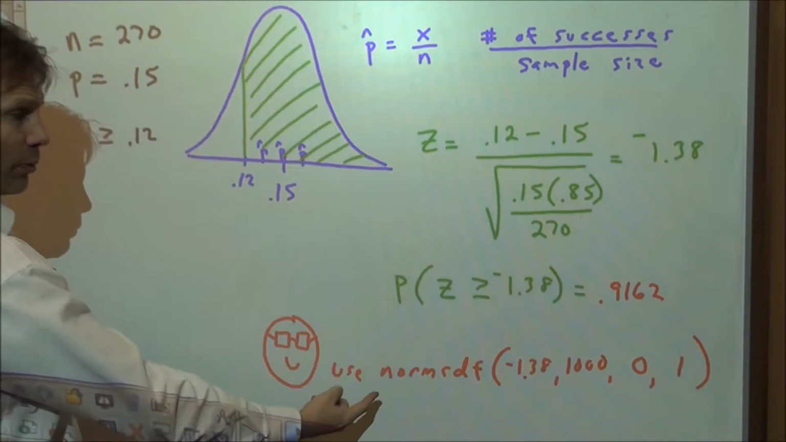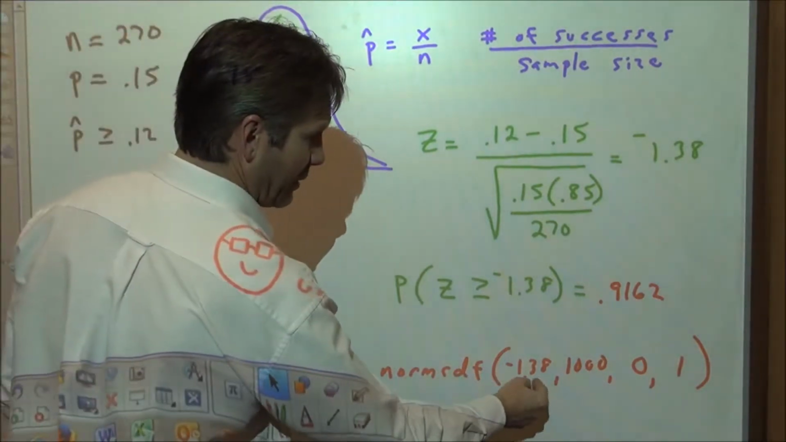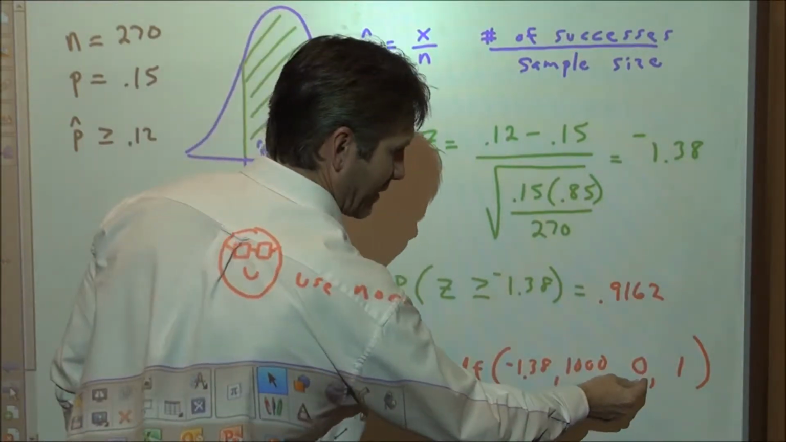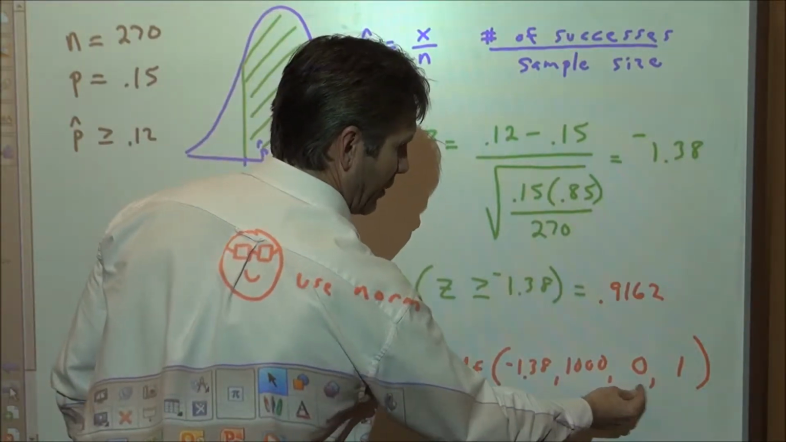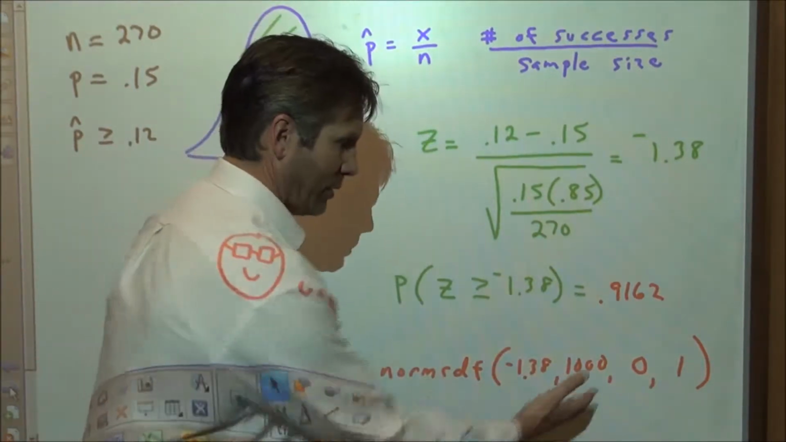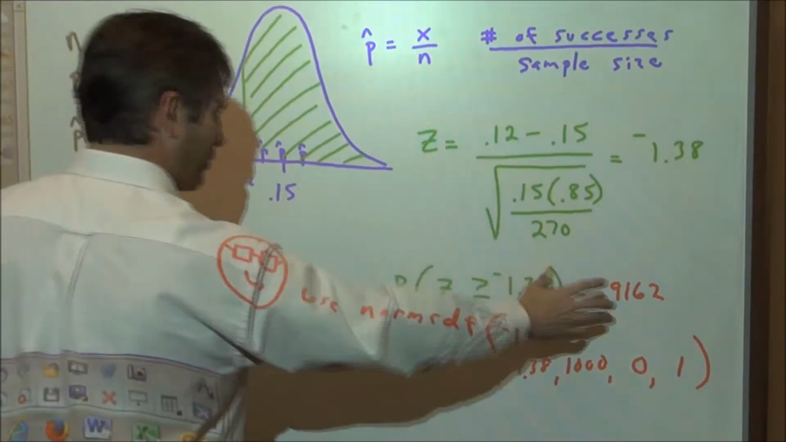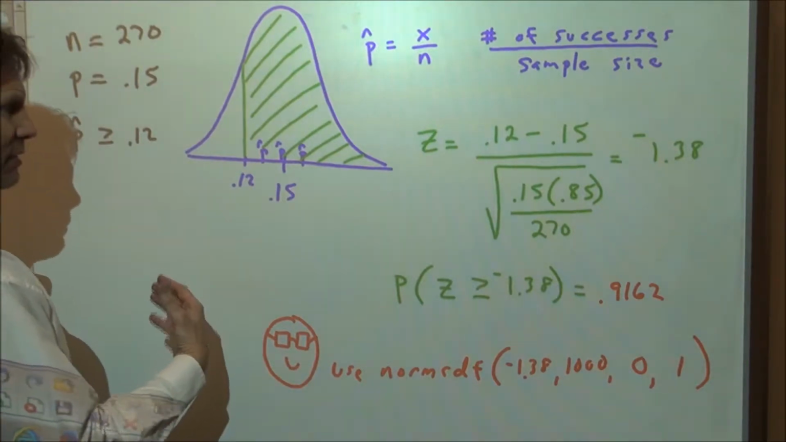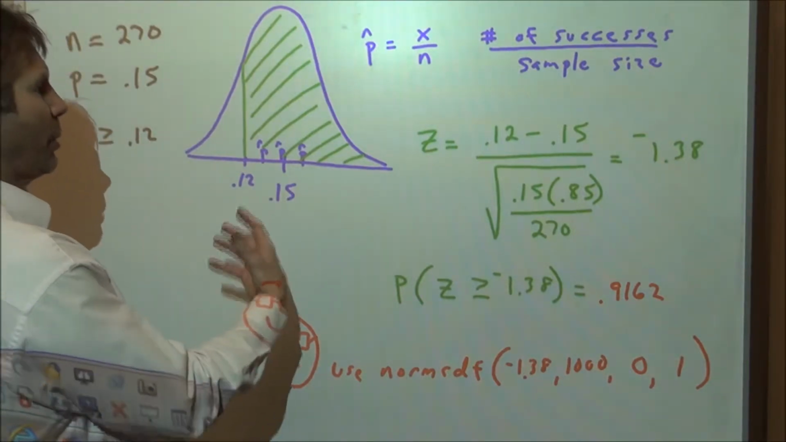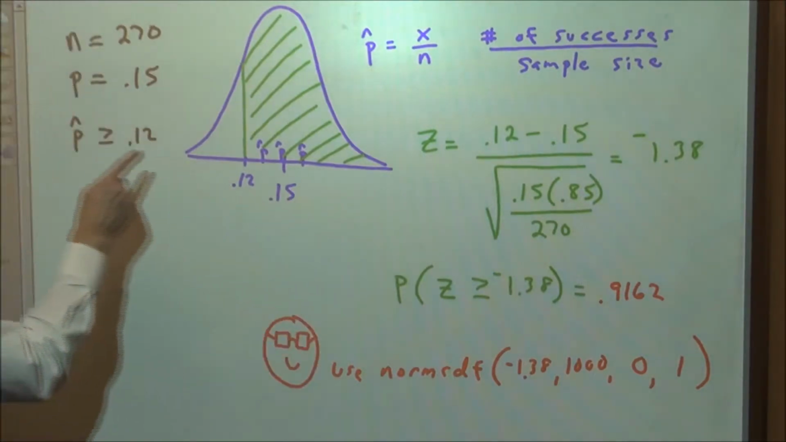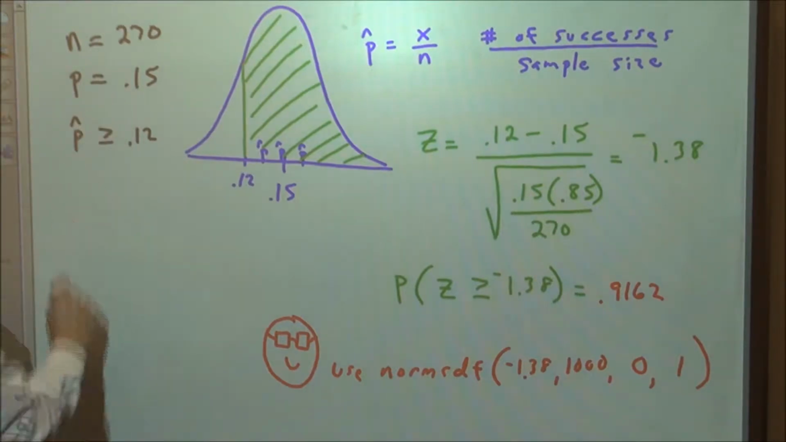We can use the normal CDF and just type in the z-score from negative 1.38 under the curve to a big z-score, and that standard normal distribution has a mean of 0 and a standard deviation of 1. That is how the z-scores are distributed. We get that result from the calculator, and that's the answer to our probability question. 91% of all samples should be returning us a situation where we have at least 12% of the motorists uninsured, as long as the population proportion is accurate.